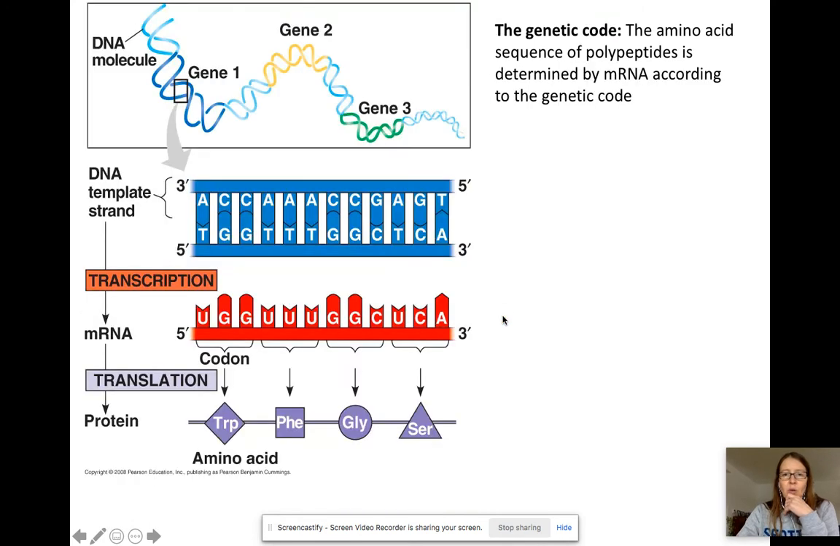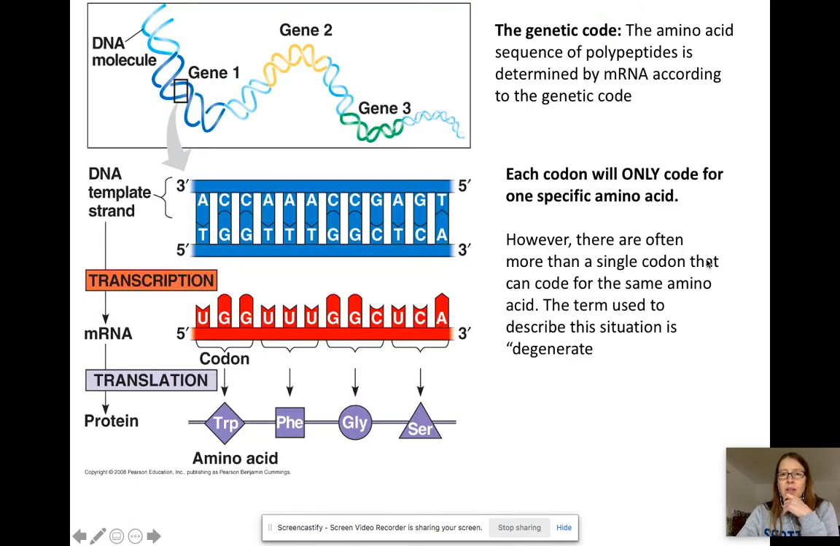One thing that's interesting is each codon is going to code for only one specific amino acid. So UGG will always code for tryptophan. Now, granted, we know that there's tRNA in between, but if we were to read the mRNA strand, we know that this would always code for tryptophan, just like AUG would always code for methionine. So every three, it's only going to code for one specific amino acid.